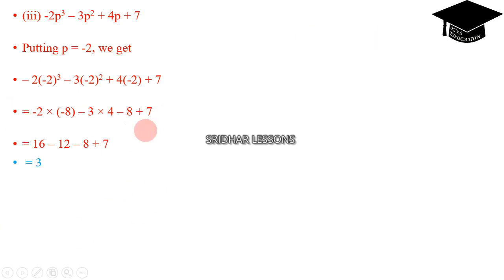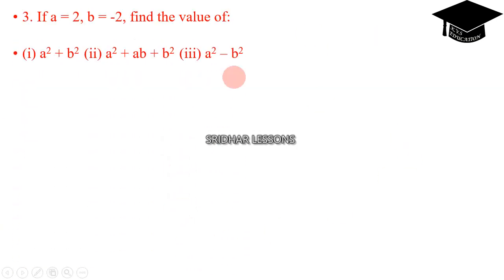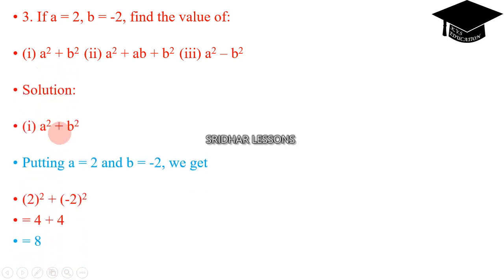Okay, have you observed? Next, if a is equal to 2, b is equal to minus 2, find the value of the first one, a square plus b square. Okay, putting a is equal to 2 and b is equal to minus 2. That means 2 square plus minus 2 whole square. That is 4 plus 4, which is equal to 8. Simple.